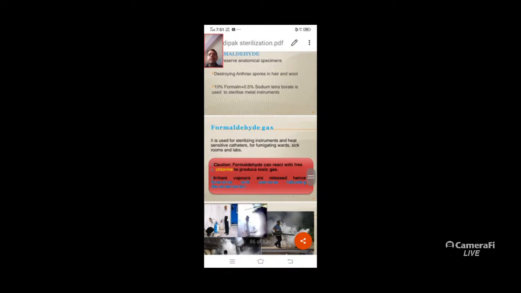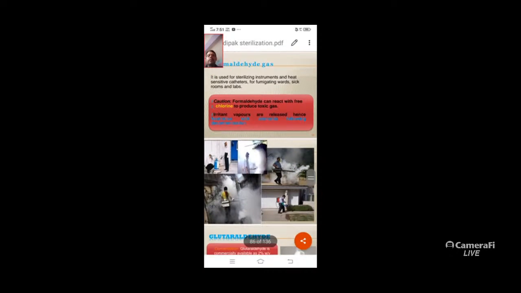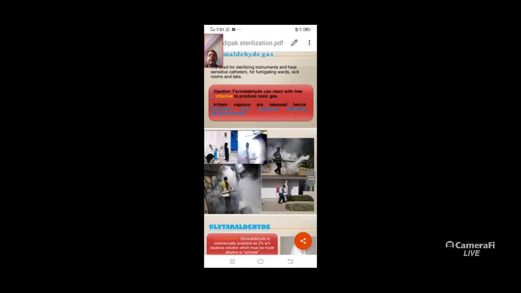Formaldehyde is the gas. It is used for the sterilization of the instrument and heat sensitive catheters, for fumigation of wards and sick rooms and labs. Formaldehyde can react with the free chlorine to produce the toxic gases and irritation in the vapor, hence the neutralizing with the ammonia, which is the process by which the formaldehyde can be used for sterilization of the rooms and outside the room also.